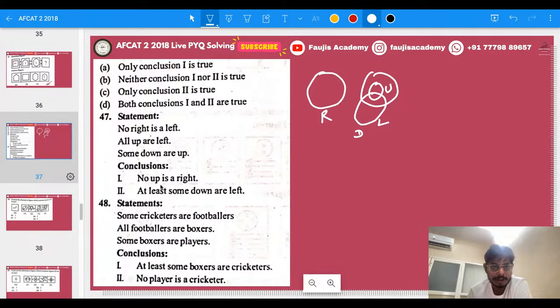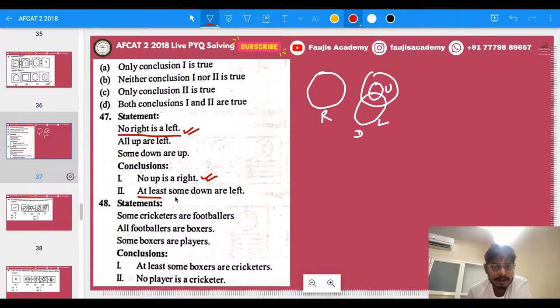The first conclusion is that no up is a right. Can we prove this one wrong? If by any chance this up and right has to intersect, this left will also intersect. No right is left, then this one will go down, isn't it? So no up is right. That's a correct statement, right?